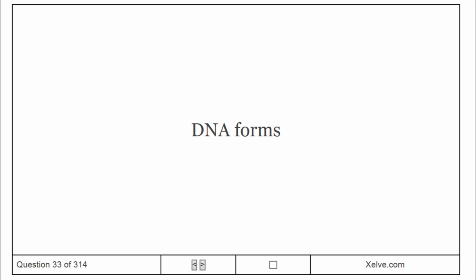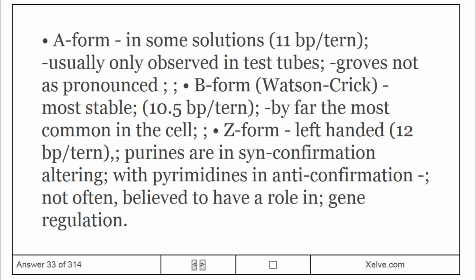DNA forms. A form, in some solutions, usually only observed in test tubes, grooves not as pronounced. B form, most stable, by far the most common in the cell. Z form, left-handed. Purines are in syn conformation alternating with pyrimidines in anti conformation, not often believed to have a role in gene regulation.